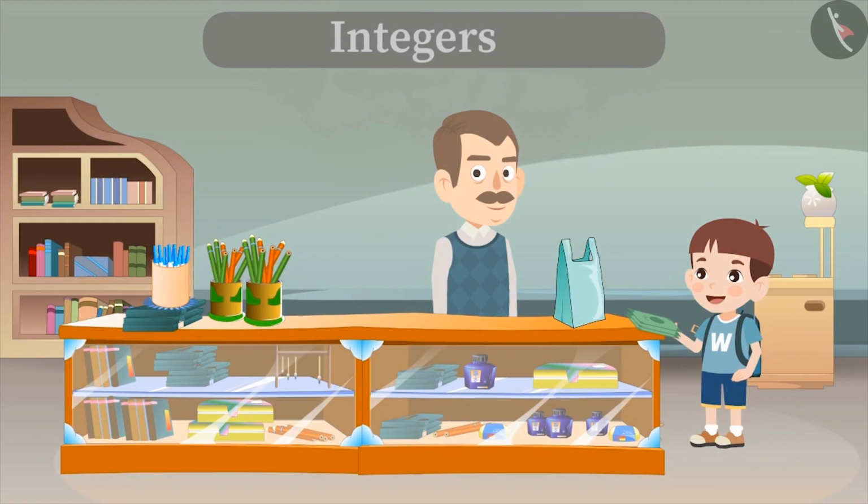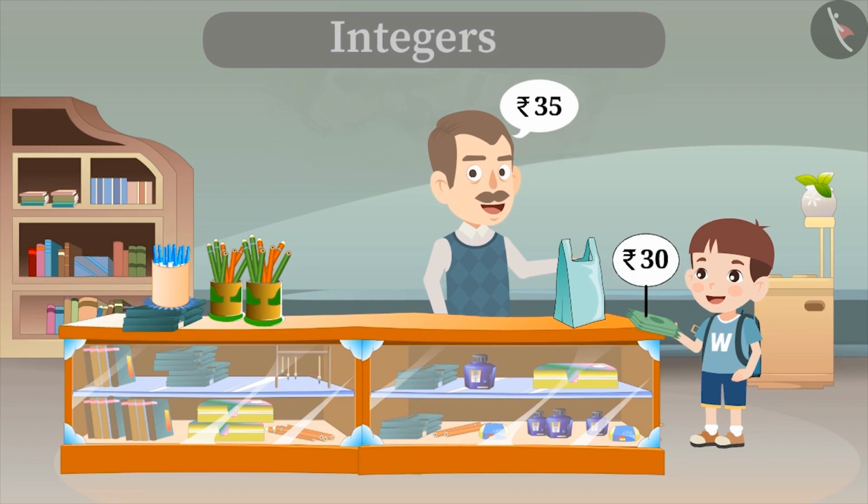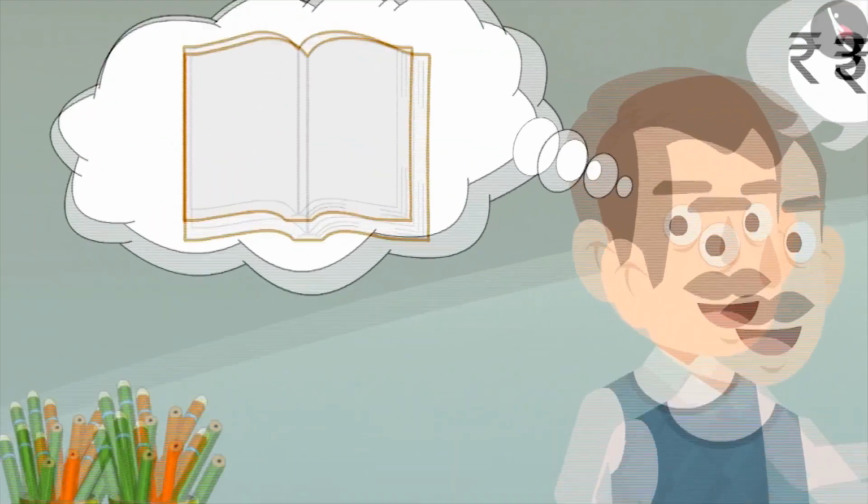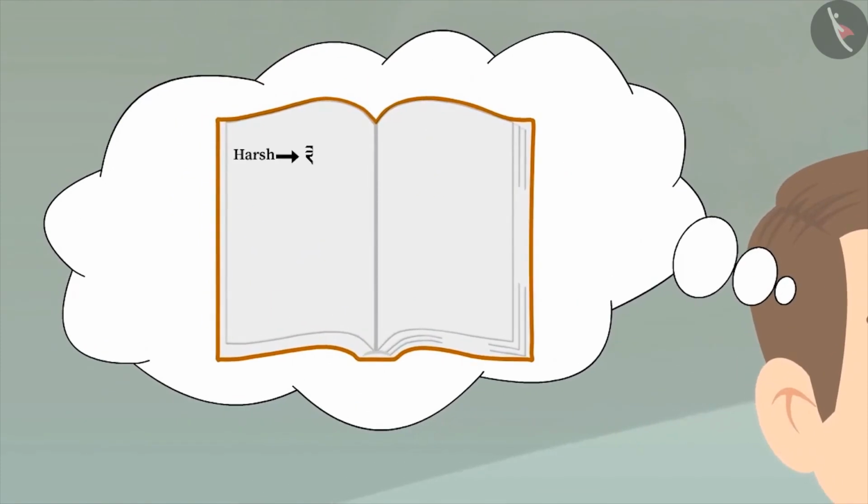Now let's suppose Harsh came to a shop with rupees 30, but he bought things for rupees 35. He pays the shopkeeper rupees 30 and keeps a debt of rupees 5. How do you think the shopkeeper will make a note of this? Any ideas? Think about it. Okay, the shopkeeper should write minus 5 in front of Harsh's name, where the negative sign represents the money Harsh has yet to pay him. Harsh owes him rupees 5.